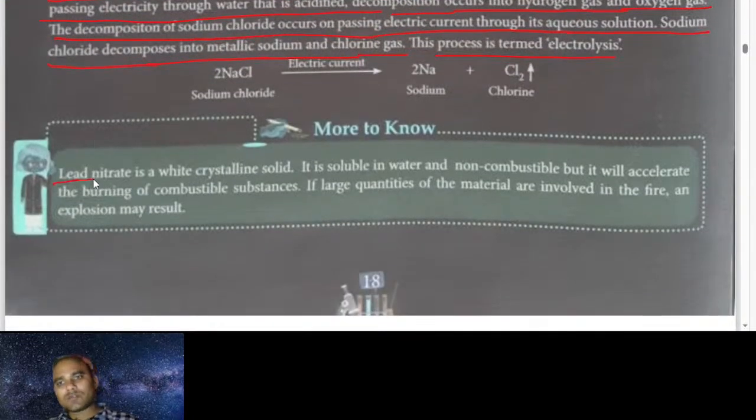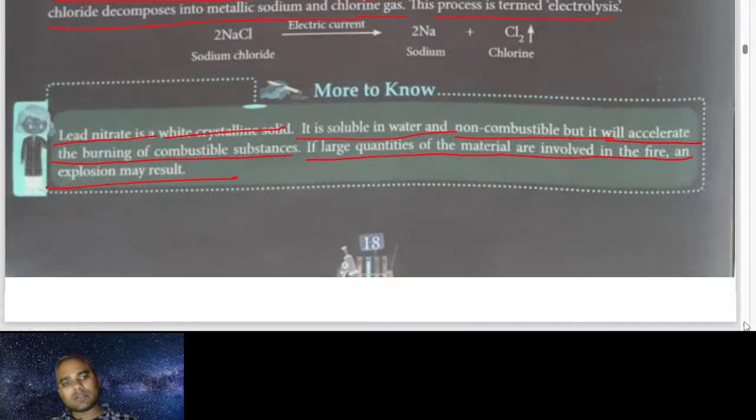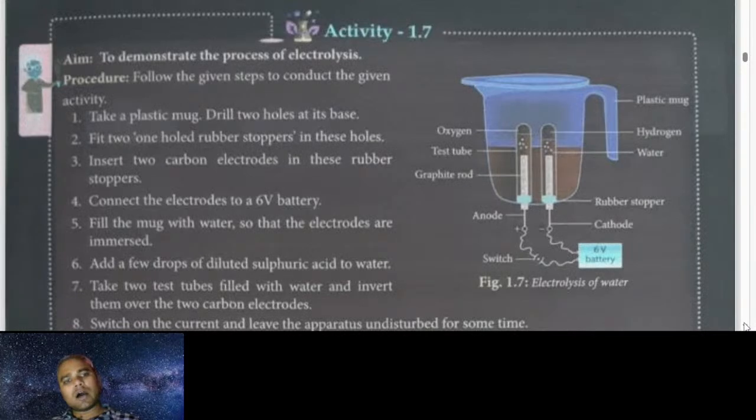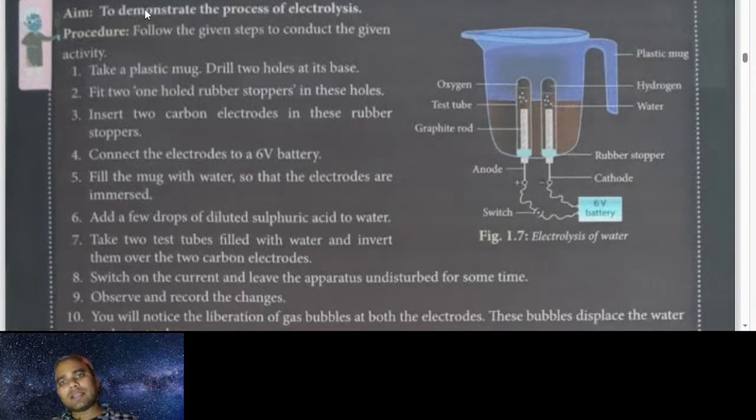Here you see student, lead nitrate is a white crystalline solid. It is soluble in water and non-combustible, but it will accelerate the burning of combustible substances. If a large quantity of material is involved in a fire, an explosion may occur. So they are saying lead nitrate is white in color. Now the experiment they are showing demonstrates the process of electrolysis.